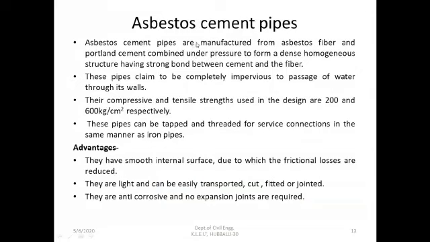Coming to the next type, asbestos cement pipes. These are manufactured using asbestos fiber combined with Portland cement under pressure to form a dense homogeneous structure having a strong bond between the fiber and the cement. These pipes claim to be completely impervious to the passage of water through their walls, and the compressive and tensile strengths used in the design are 200 and 600 kg per centimeter square respectively.